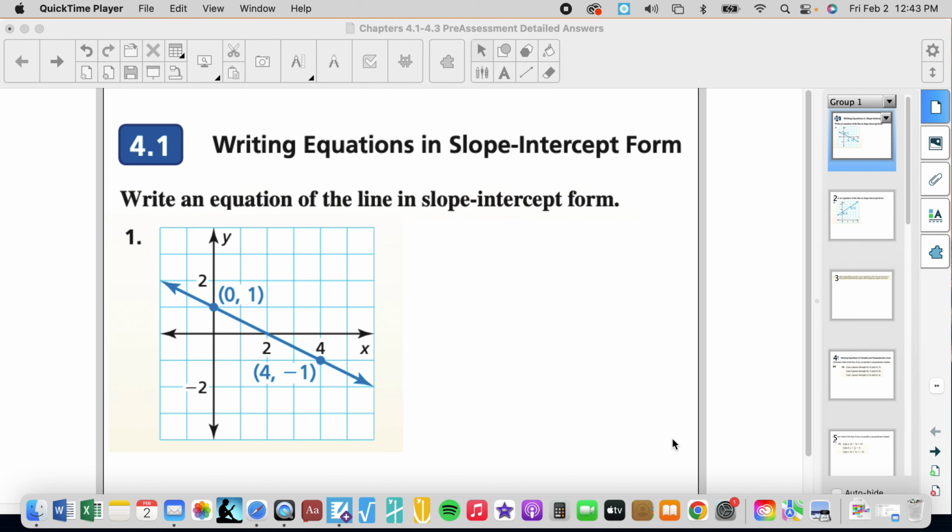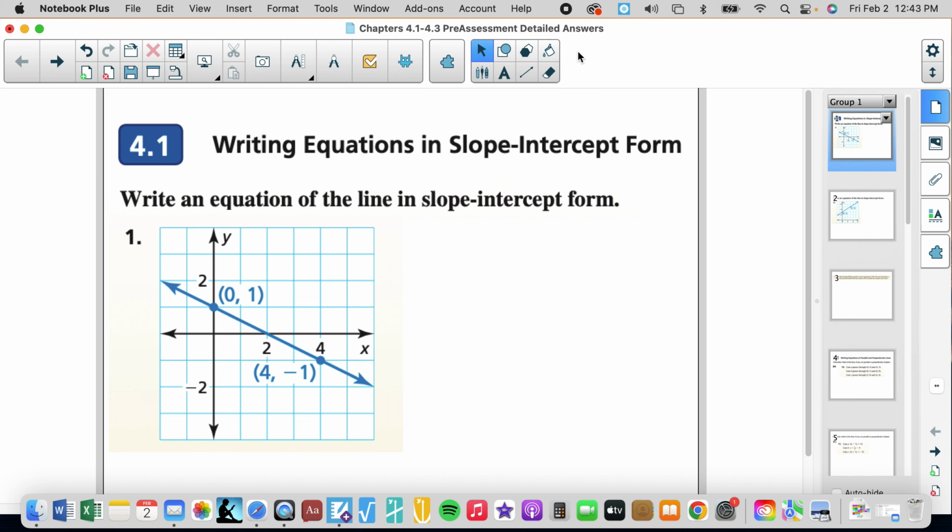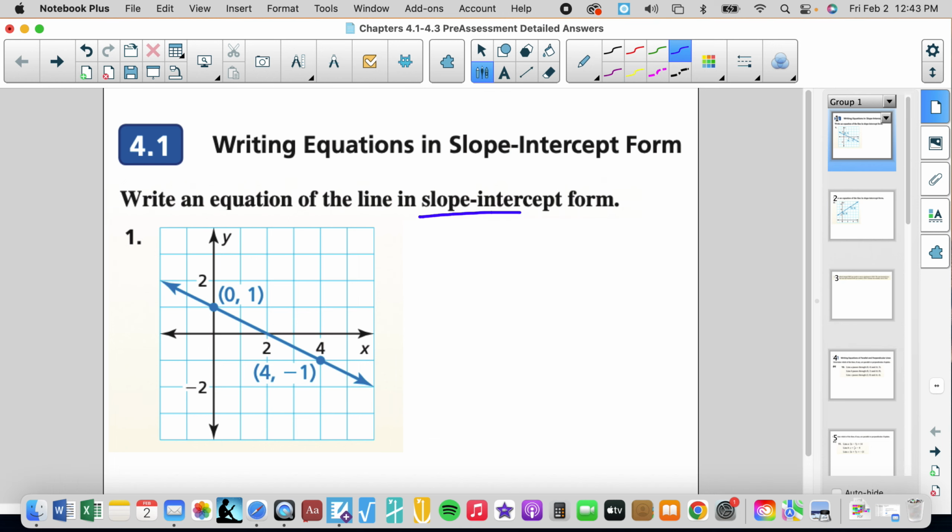So they're going to give us different pieces of information. They're going to give us coordinates. They're going to give us a graph with coordinates. They're going to give us lines with other information. So it says write an equation of the line in slope-intercept form. So very, very important that we, number one, notice what format they want us to write it in. If they're not specific, then we have choices. In this case, we must write it in slope-intercept form.